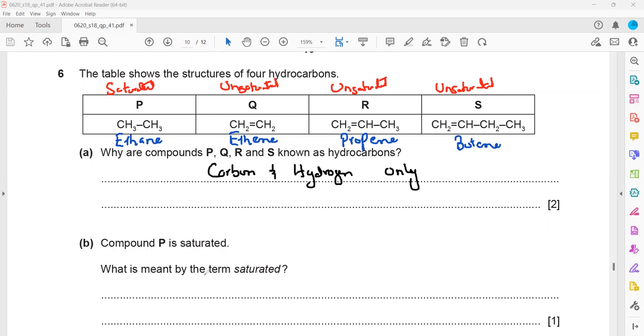Compound P is saturated. What is meant by the term saturated? The term saturated means that it contains carbon-carbon single bonds throughout the structure. So there's a carbon-carbon single bond. That's why P is saturated, and Q, R, and S are unsaturated hydrocarbons.